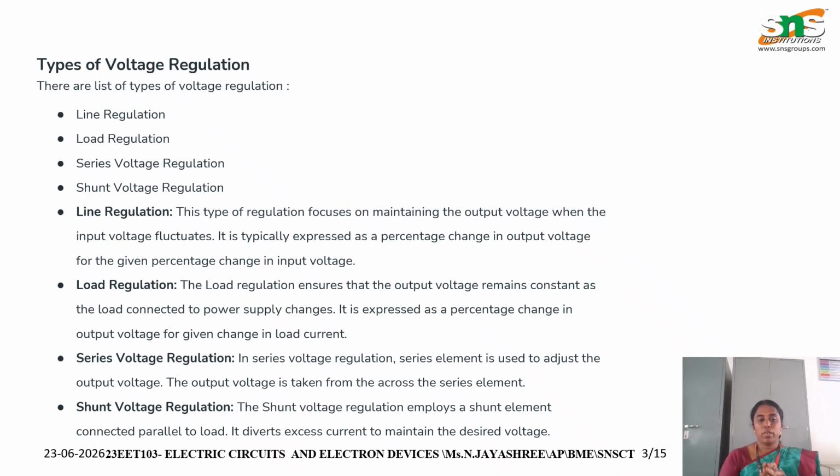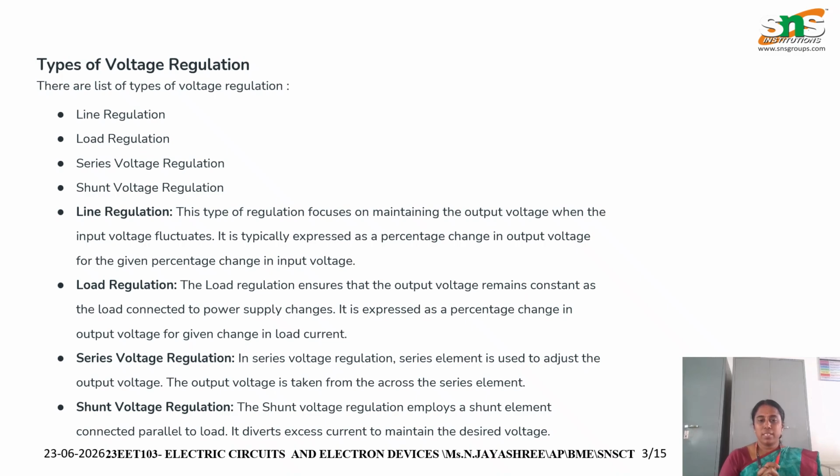So first one is what? Line regulation. This type of regulation focuses on maintaining the output voltage when the input voltage fluctuates. It is typically expressed as the percentage change in output voltage for a given percentage change in the input voltage. Next, load regulation. Load regulation ensures that output voltage remains constant as the load connected to the power supply changes.